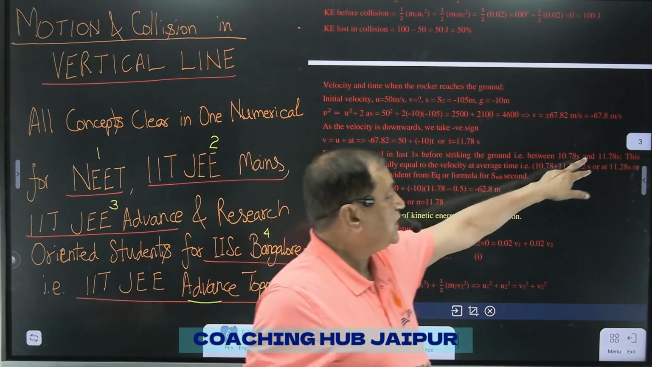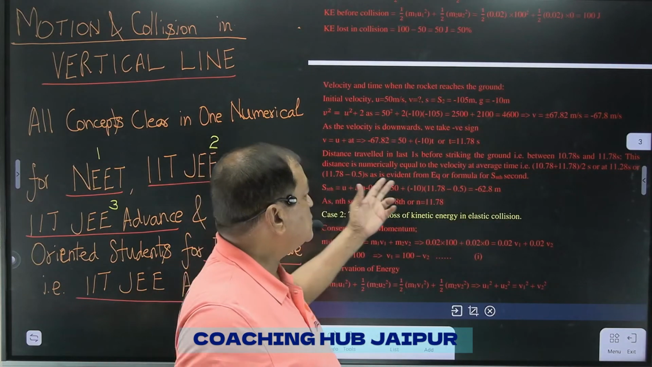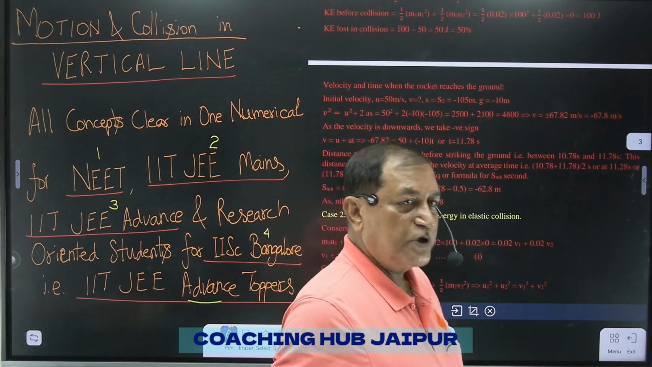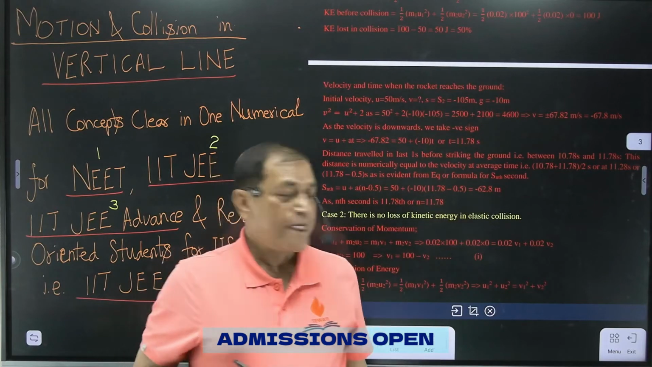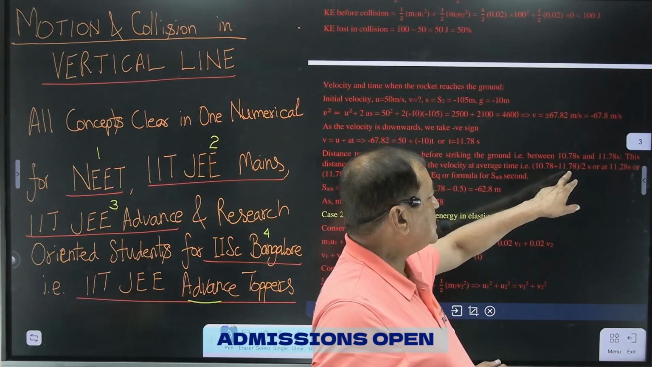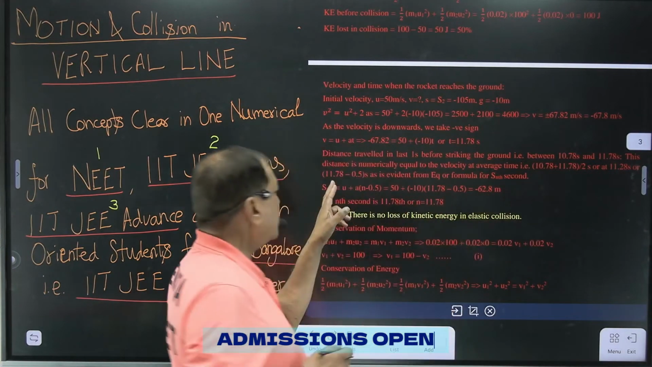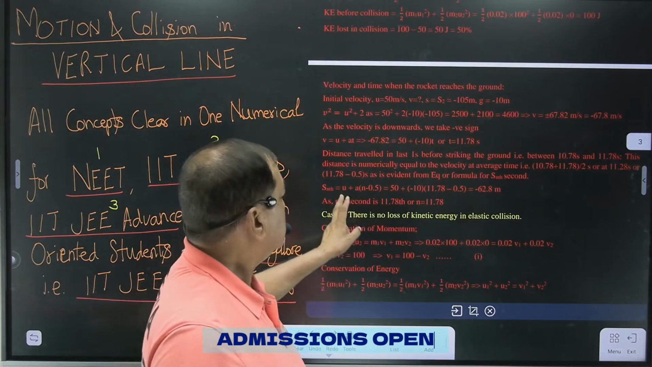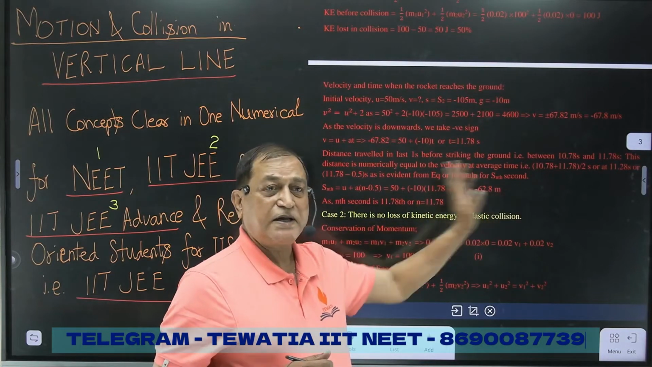So in between this 1 second, that is Snth. This distance is numerically equal to the velocity at average time, because g is constant, with the uniform acceleration. Average time is 10.78 plus 11.78 by 2, or 11.28, or we can write 11.78 minus 0.5. That means half second. So as is evident from the formula for Snth second.